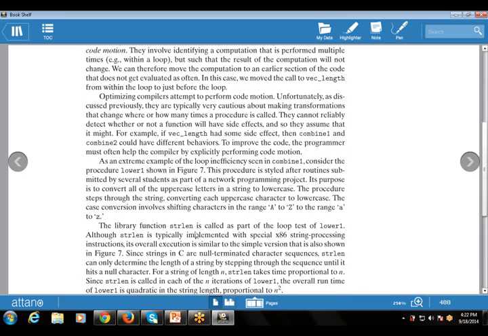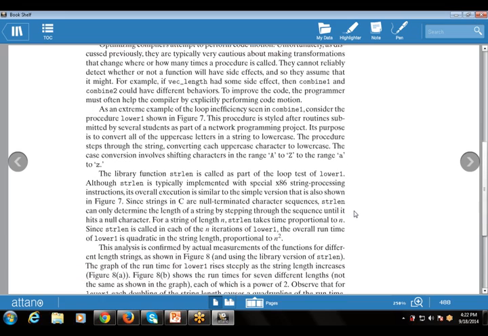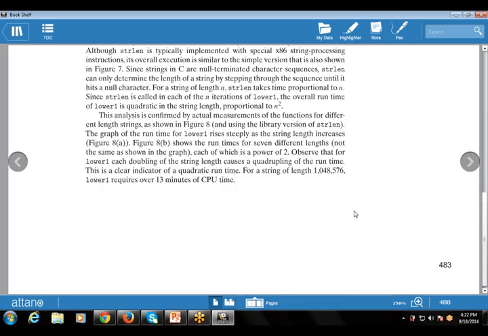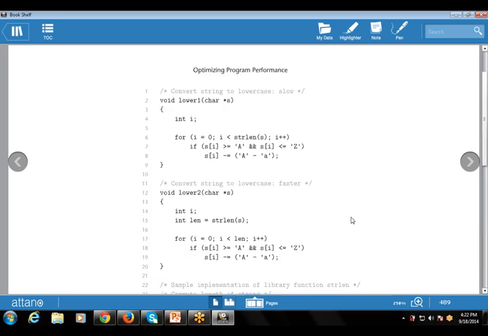Then we discussed the strlen function, that is a part of the loop test. The strlen function calculates the length of the string, that is, the number of characters in the string. This is the example we discussed.